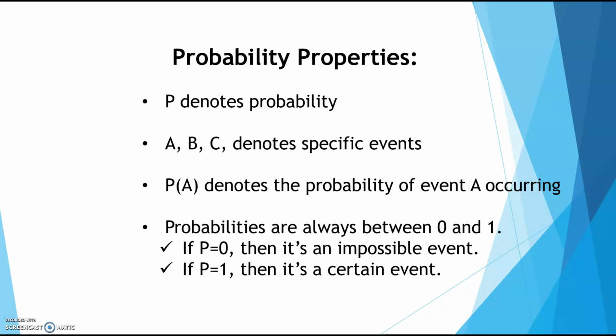Now, two things about probabilities. It's always between 0 and 1. If the probability is equal to 0, that means that event is impossible. It cannot happen. There's a 0% chance of it happening. And if the probability is equal to 1, then it's absolutely certain that it's going to happen. 100% it's going to happen.